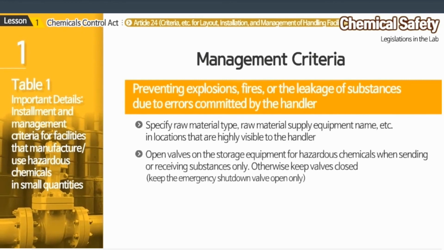As for valves installed closest to the storage facility for hazardous chemicals, open them only when sending or receiving the substance. Automatic valves and emergency shutdown valves should remain open.